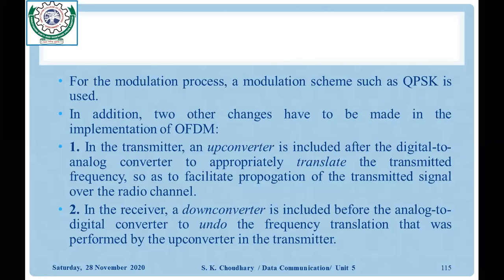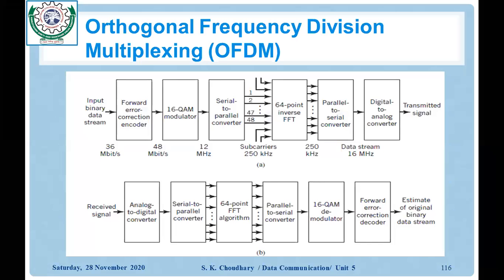In the transmitter, an up converter is included after the digital to analog converter to appropriately translate the transmitted frequency so as to facilitate the propagation of the transmitted signal over the radio channel. And in the receiver, a down converter is included before the analog to digital converter to undo the frequency translation that was performed by the up converter in the transmitter. So this is the block diagram of the transmitter and receiver. Upper one is the transmitter and lower one is for the receiver.